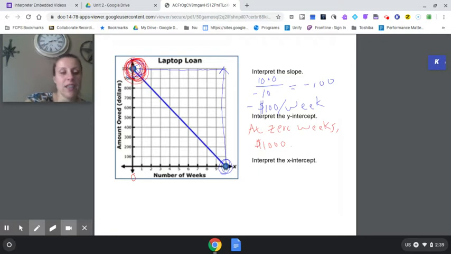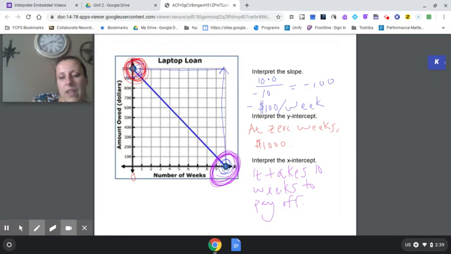Interpreting the X-intercept is where it touches the X-axis. So if we look, here is where it touches the X-axis. That X value is 10. So it takes 10 weeks to pay off the loan. Because at 10 weeks, we owe $0 on the laptop. So that's when it's paid off.